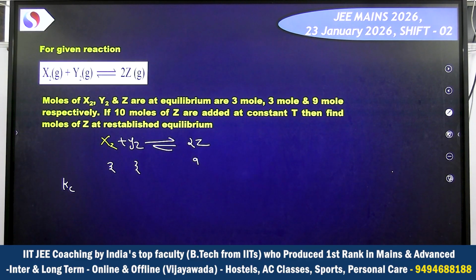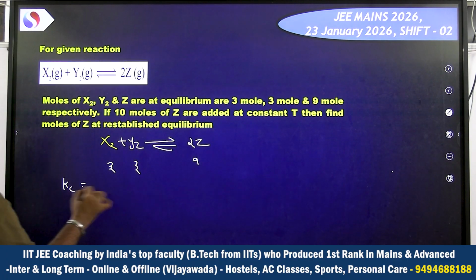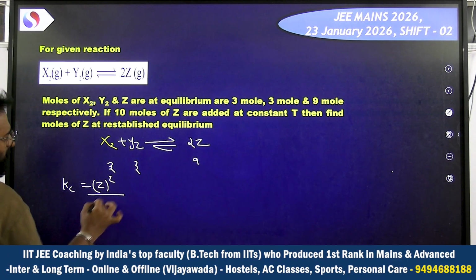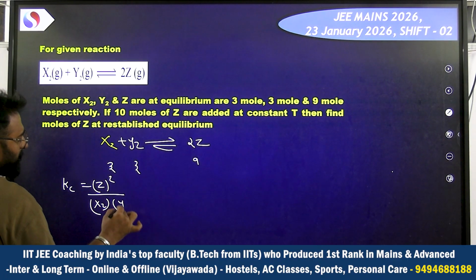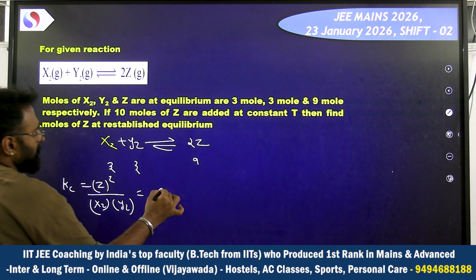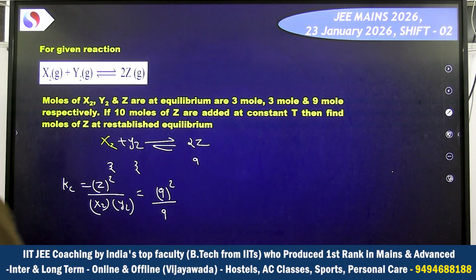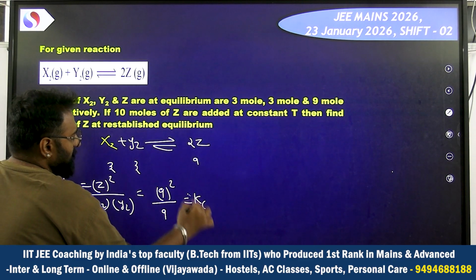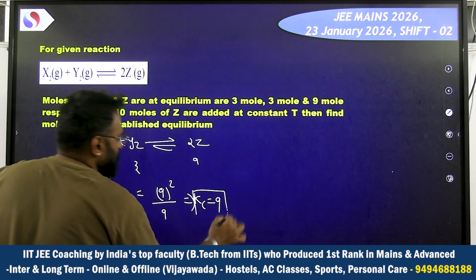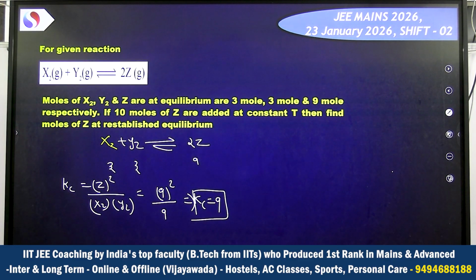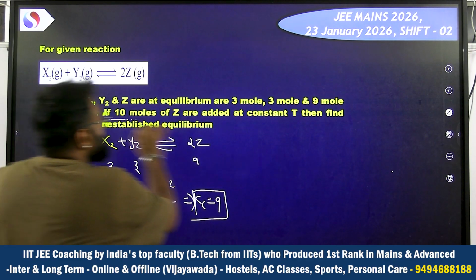So what is Kc? What will be the value of Kc? Z square upon X2 into Y2. That means 9 square divided by 3 into 3. So Kc is how much? 9. We got this, correct? Now further it says that Z is 10 moles.